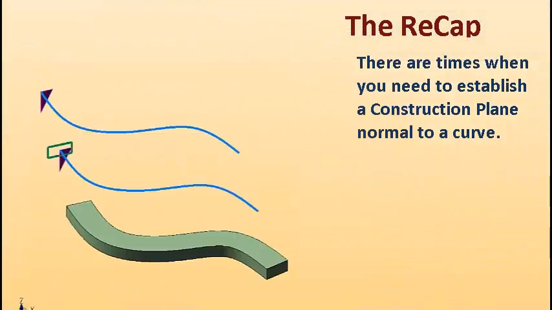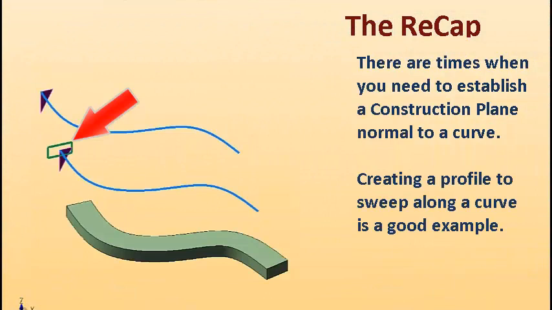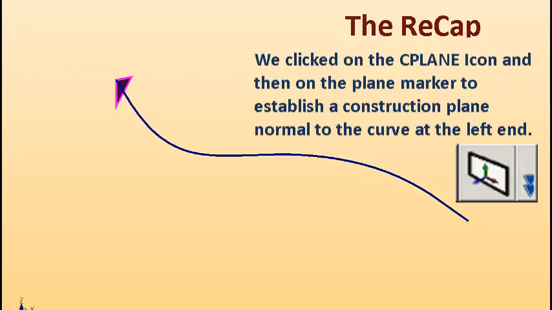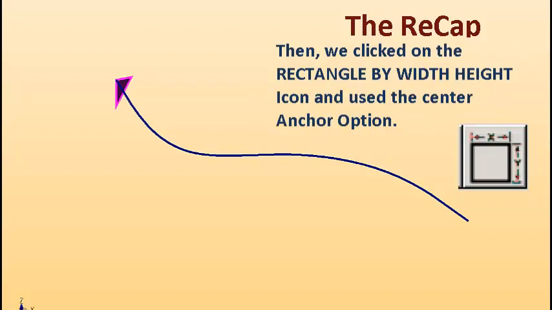So let's recap. There are times when you need to establish a construction plane normal to a curve, and creating a profile to sweep along a curve is a great example of this. We started by creating a random two-dimensional spline on construction plane 1. And then we used the plane normal to curve icon to create a plane marker normal to the left end of the spline. We clicked on the construction plane icon and then on the plane marker to establish a construction plane normal to the curve at the left end.